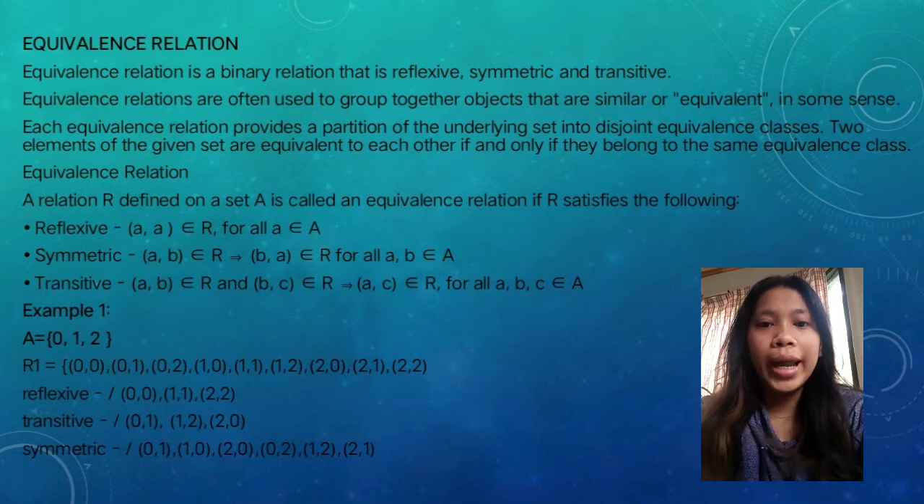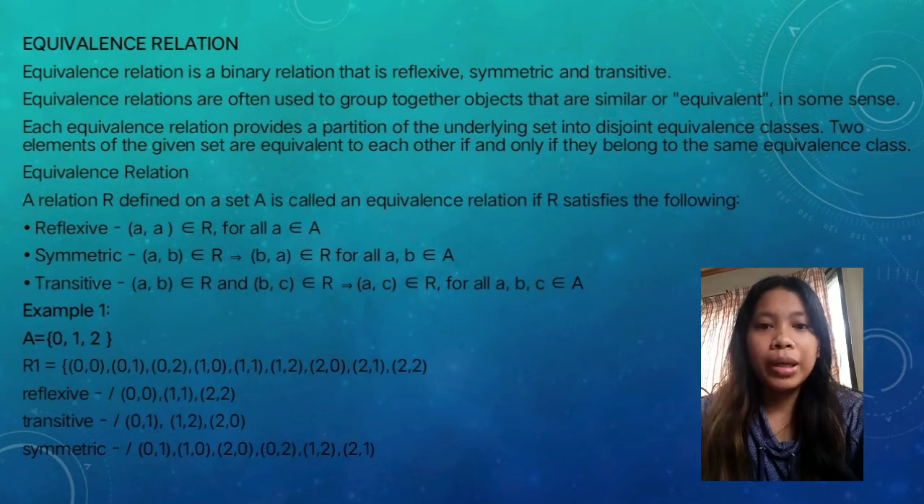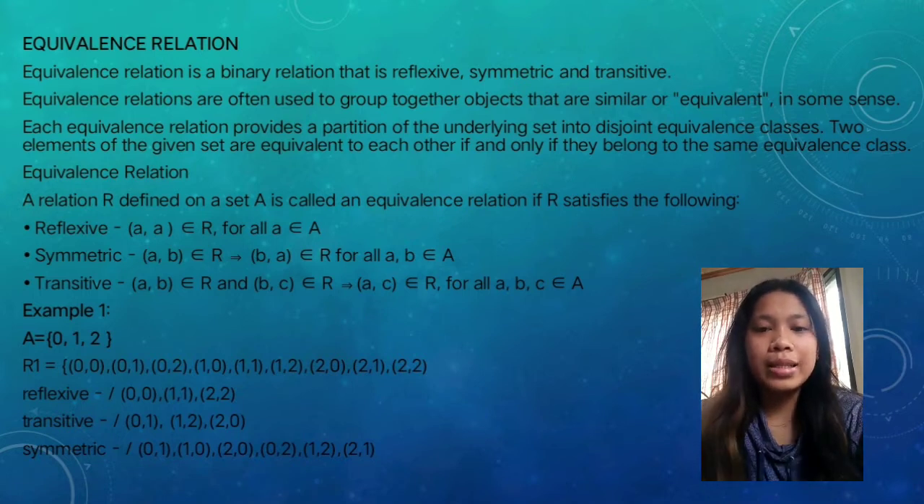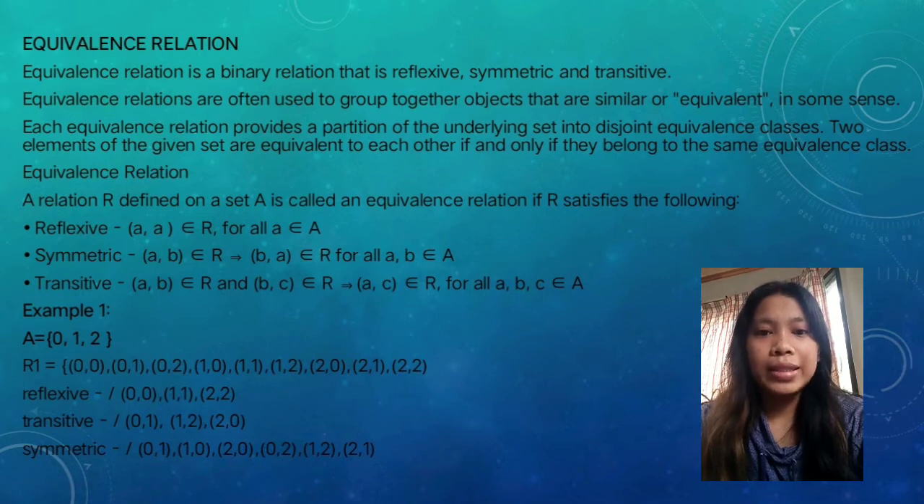Reflexive, where (a, a) is an element of R, for all a in A. Symmetric, where if (a, b) is an element of R, then (b, a) is an element of R, for all a, b in A. Transitive, where if (a, b) is an element of R and (b, c) is an element of R, then (a, c) is an element of R, for all a, b, c in A.